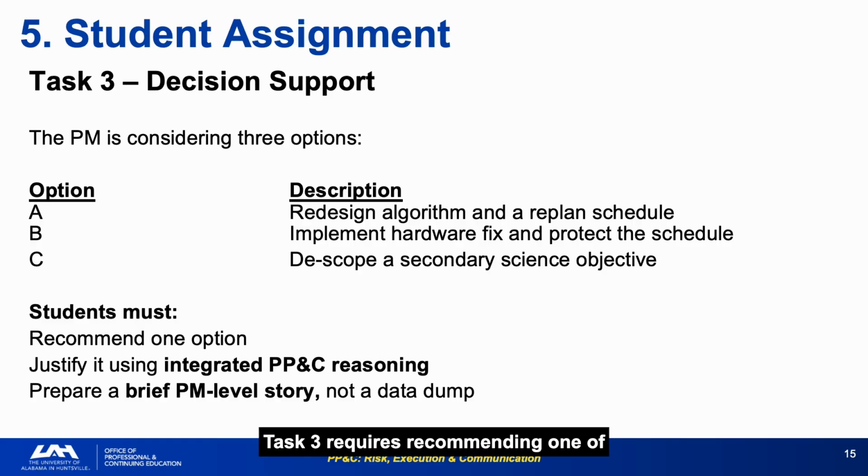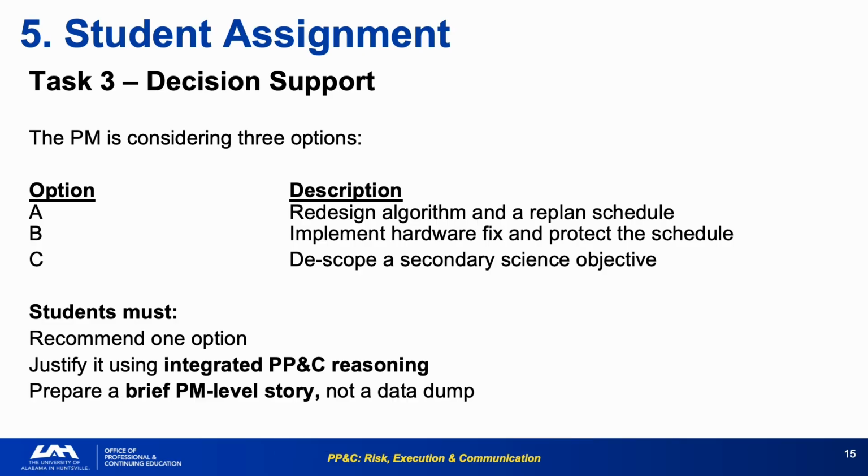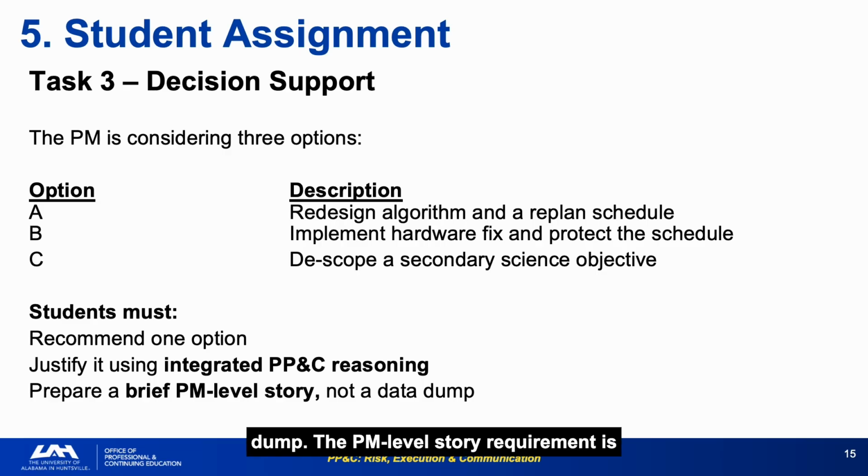Task 3 requires recommending one of 3 options: algorithm redesign and schedule replan, hardware fix and schedule protection, or descope of a secondary science objective, justified with integrated PP and C reasoning and presented as a PM-level story rather than a data dump. The PM-level story requirement is the Module 4 application. The recommendation must be structured from general to specific, supported by the specific data from Tasks 1 and 2, and delivered with a clear action request at the end.